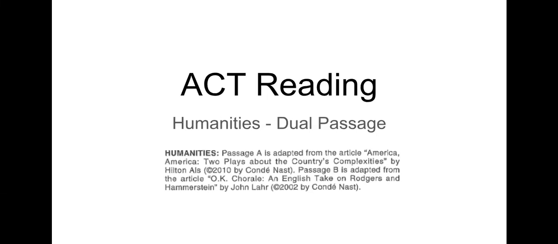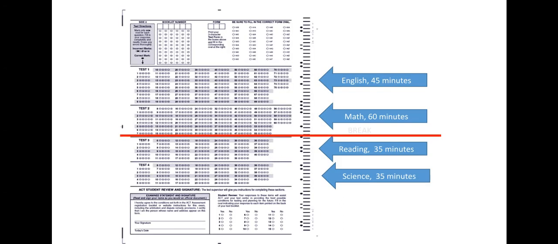Okay, we're going to cover this ACT Reading Humanities passage. It's a dual passage, America, and the OK Chorale. So reading test, remember, it's the third test. Hopefully you've had a break. You have had a break. Hopefully you've had a snack and you're a little bit re-energized going into the test.